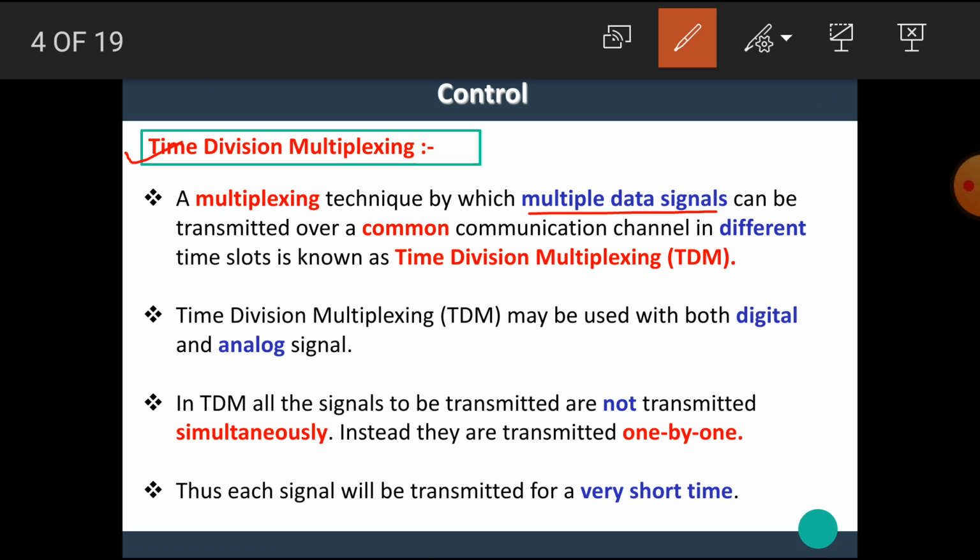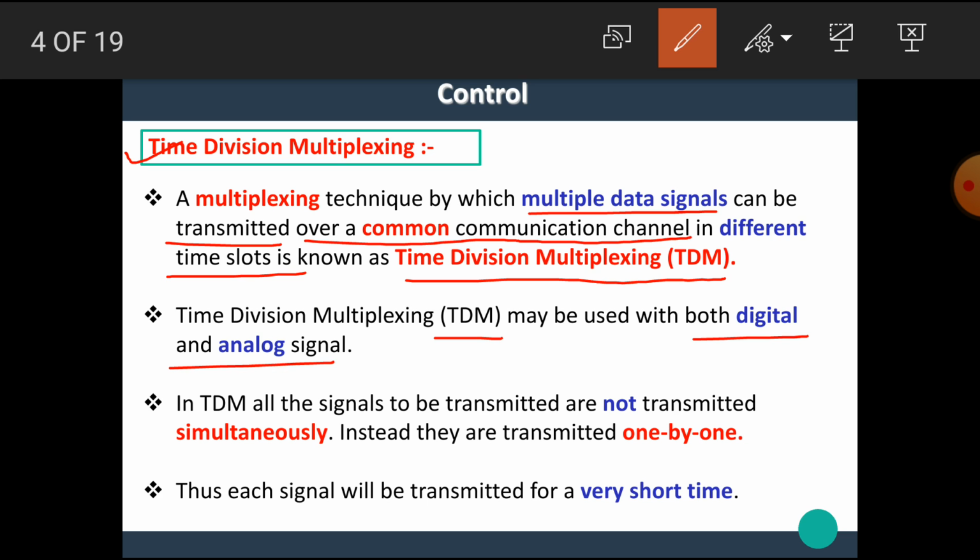technique by which multiple data signals can be transmitted over a common communication channel in different time slots is known as time division multiplexing or TDM. The time division multiplexing or TDM may be used with both digital and analog signals. That means, in short, we can say that the time division multiplexing is a multiplexing technique in which any signal, that means any digital signal or analog signal, can be transmitted over a communication channel in different time slots.